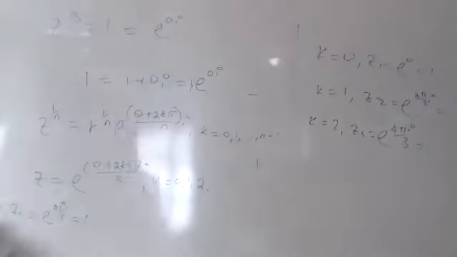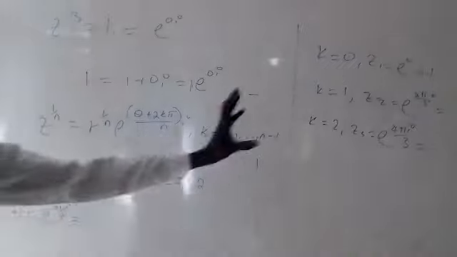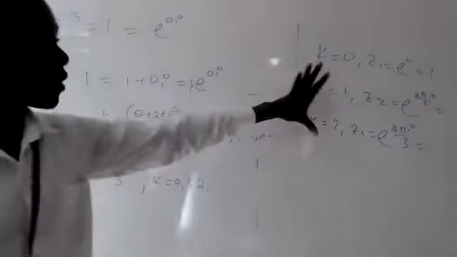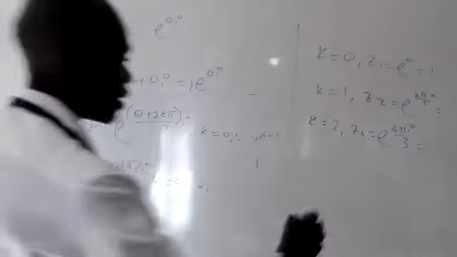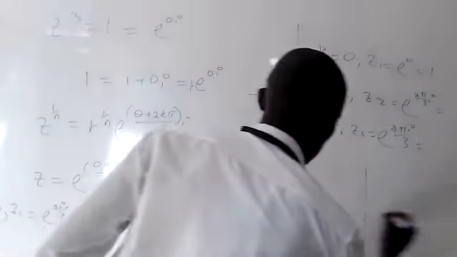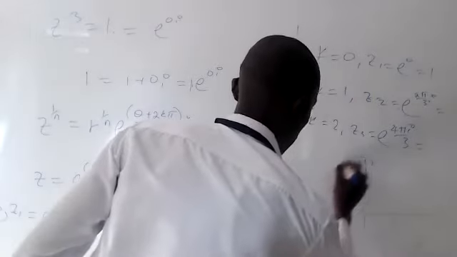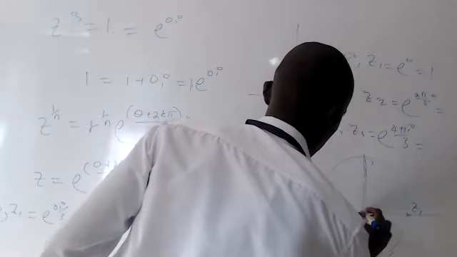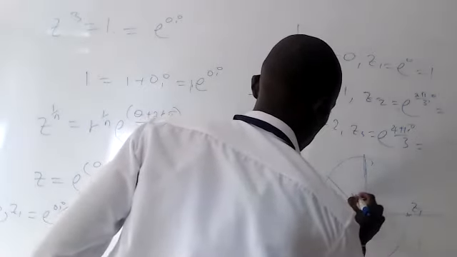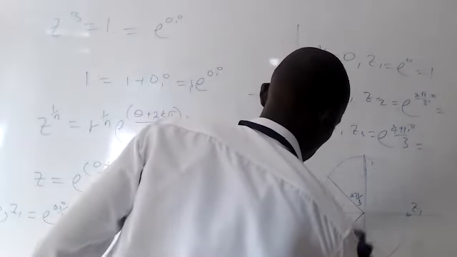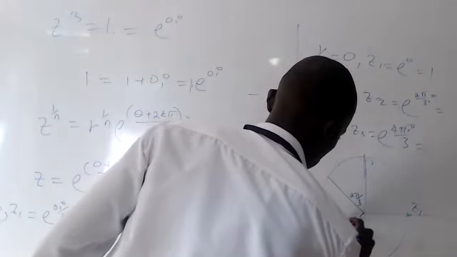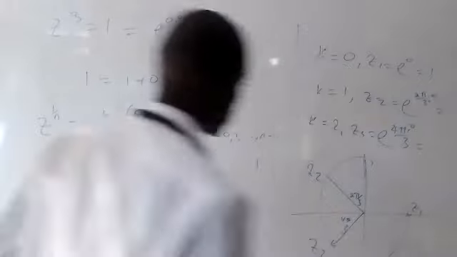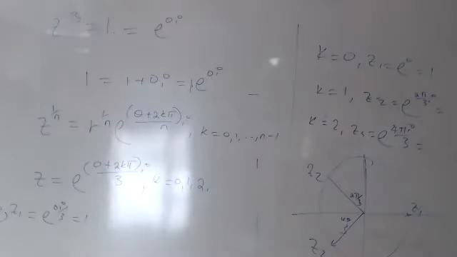If you like, you can leave your answer in that form, or you can go ahead and convert them to rectangular coordinates, but I'll be fine with this. And then you are supposed to locate these on the Cartesian diagram. It's going to be a unit circle. The first root is going to be there. The second root is going to be after 2 pi divided by 3. The third root is going to be after 4 pi divided by 3. Z2, Z3. This is all you are expected to do in that question.